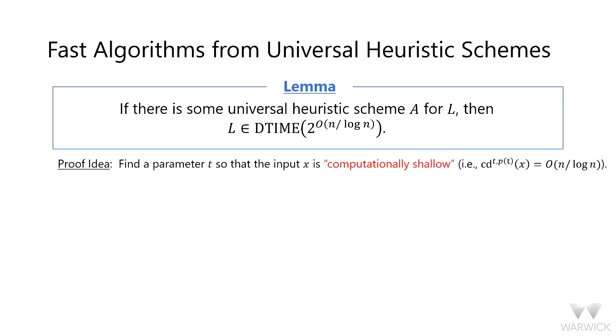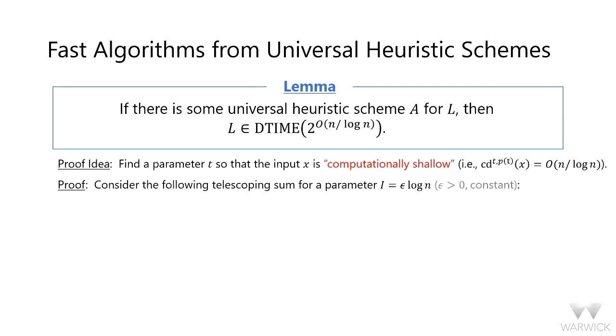And the proof idea is quite simple. Basically, you just try to find a parameter t so that the input becomes computationally shallow, in the sense that the computational depth is at most n by log n. And that's why you get 2 to the order n by log n.